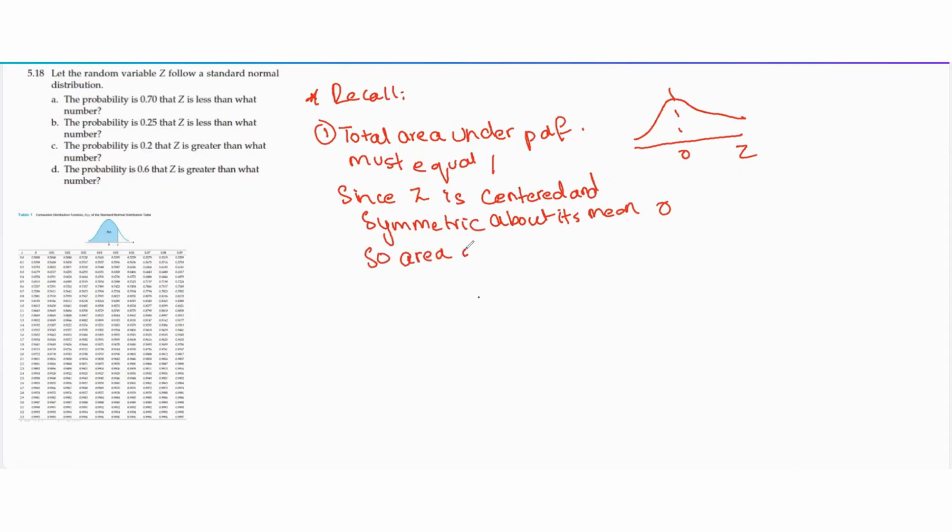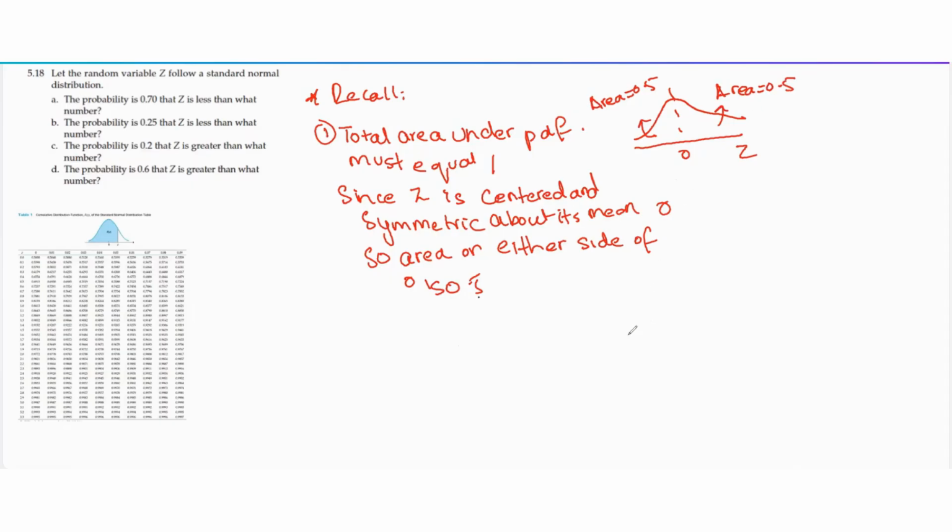So this is important to keep in mind when you're finding z values given probabilities. One type of question is finding probabilities of a standard normal random variable. Here we're given probabilities, and we want to find the associated z values. Here it's very important to keep in mind the total area under the PDF is 1, and since the standard normal random variable is centered and symmetric about its mean value 0, the area on either side of 0 is 0.5. So this area is also 0.5. Probability z is less than 0 is 0.5, and probability z is greater than 0 is also 0.5.